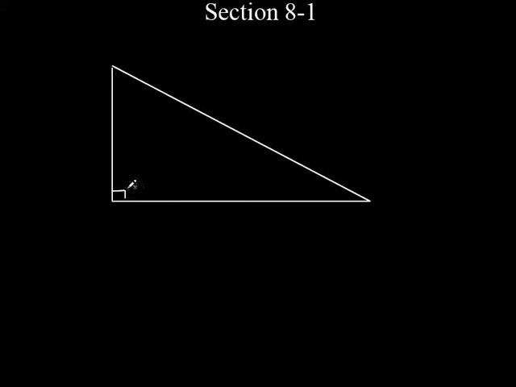What about this side? This side right here has a name, doesn't it? It's the hypotenuse. And you know it's the hypotenuse because it's opposite the right angle. People say, well, it's the hypotenuse because it's the longest side. Well, let me just show you that that's not always true, because watch.